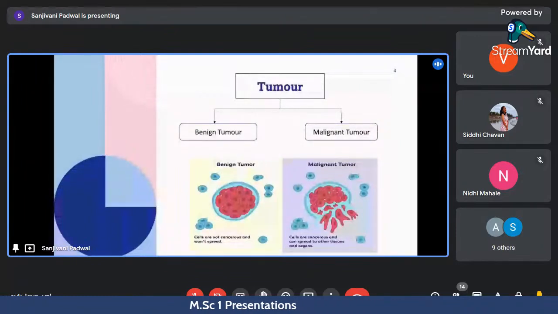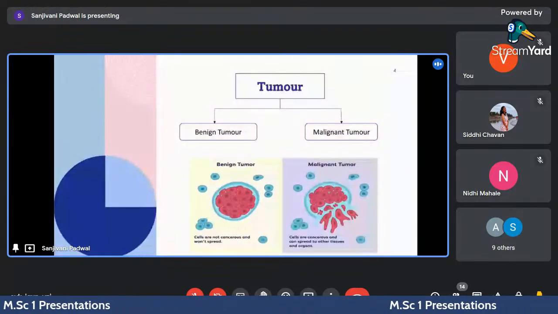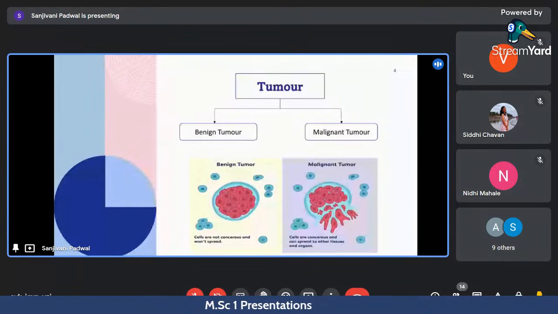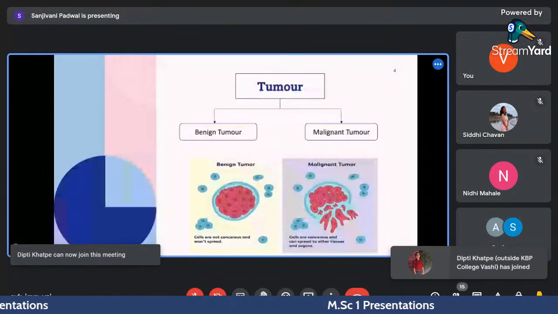So let's see one by one. First, benign tumors. Benign tumors are not cancerous. They do not spread to other parts of the body. These tumors are localized at a particular location in the body and have small nuclei. Benign tumors usually contain well differentiated cells.